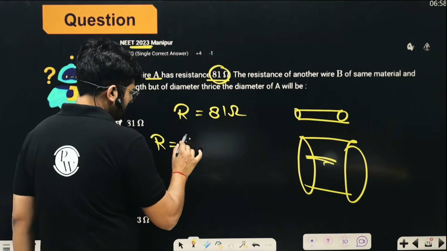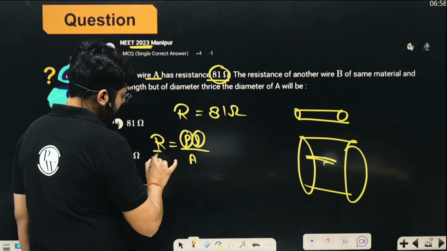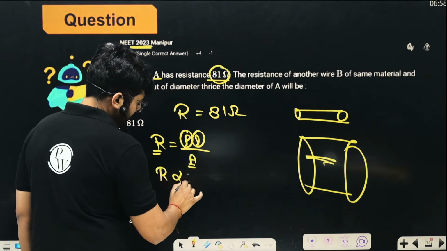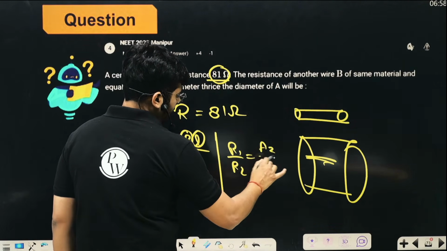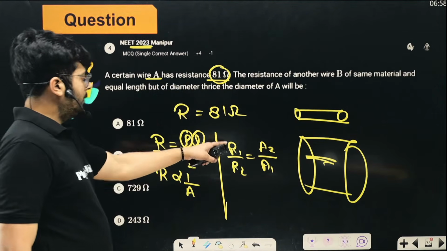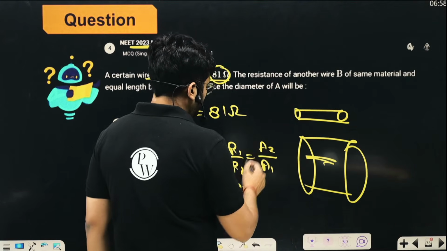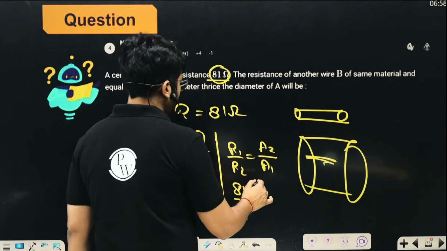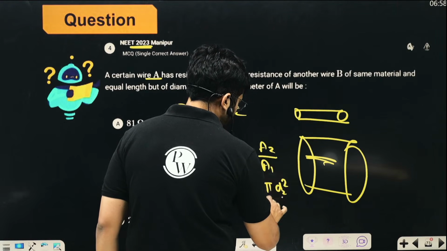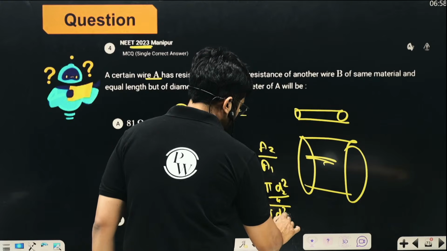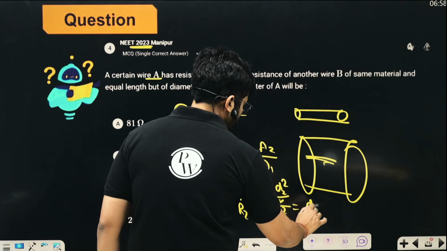Okay. So resistance is rho L upon A, right? Length is same, material is same. They are telling us. So resistance depends on area in the inverse proportionality. That means R1 upon R2 will be A2 upon A1. Previous resistance is 81. The new resistance you don't know, it is R2. A2 is the cross-sectional area, which is pi d square by 4. Okay, d2 square by 4. And here it is pi d1 square by 4. So this part can be cancelled out. So it is d2 by d1 whole square.